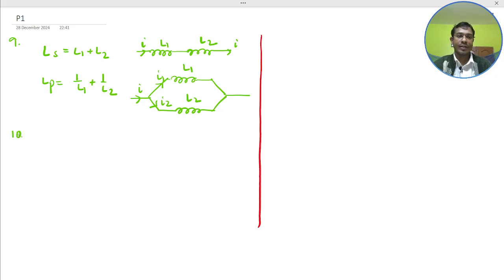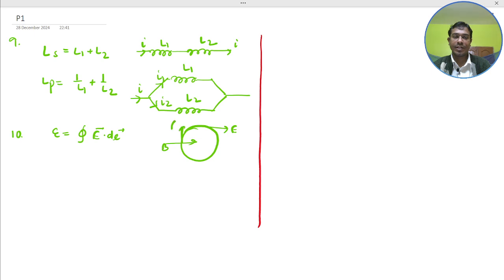Next one, the induced electric field. For the induced electric field the EMF would become epsilon equals closed line integral E dot dl. Basically this is a time varying magnetic field. Here the direction, here the E electric field, and here the B magnetic field perpendicular to the electric field E. So here E is the induced electric field.